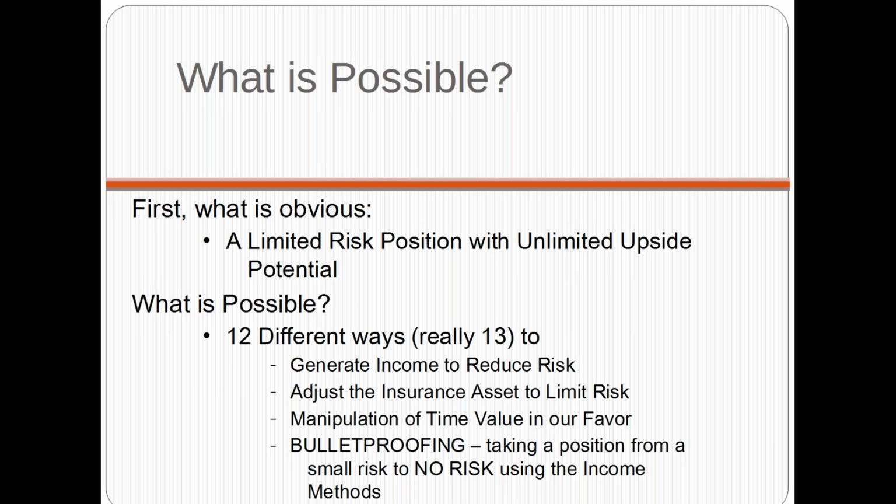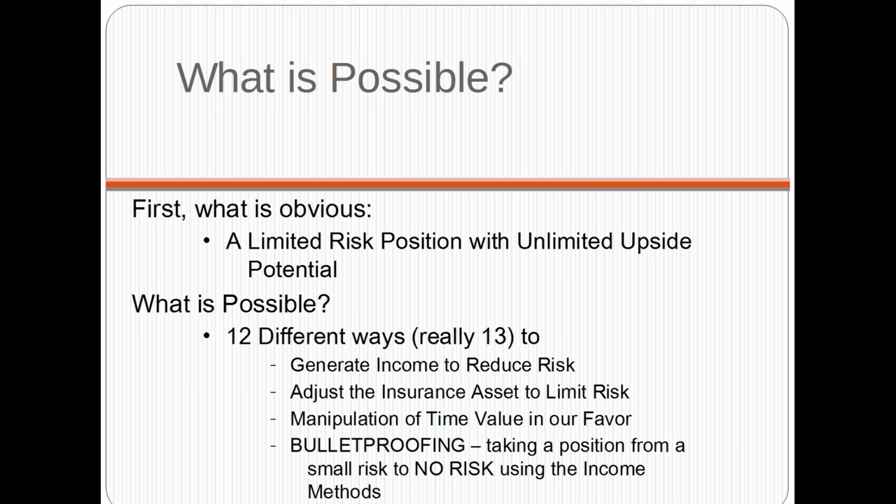We can adjust the insurance asset, the put option that we bought, to also limit risk or reposition the radioactive trade. We're going to be able to manipulate time value in both cases, whether we're looking to generate income with one of the 12 income methods or adjust the insurance. We're going to manipulate time value in our favor, which, let's be honest, as we discussed last week, is really the true profit of any options position.